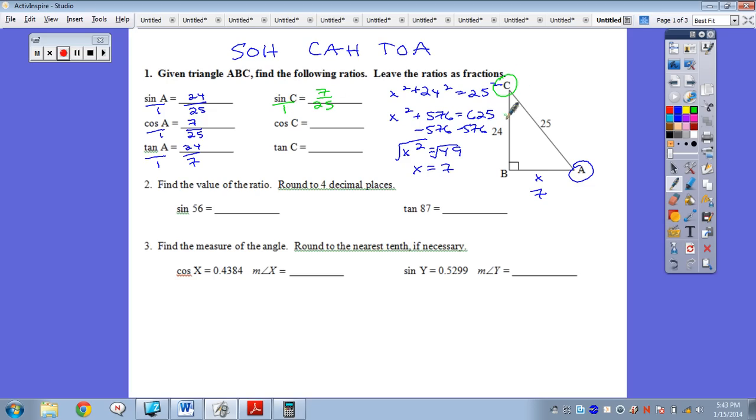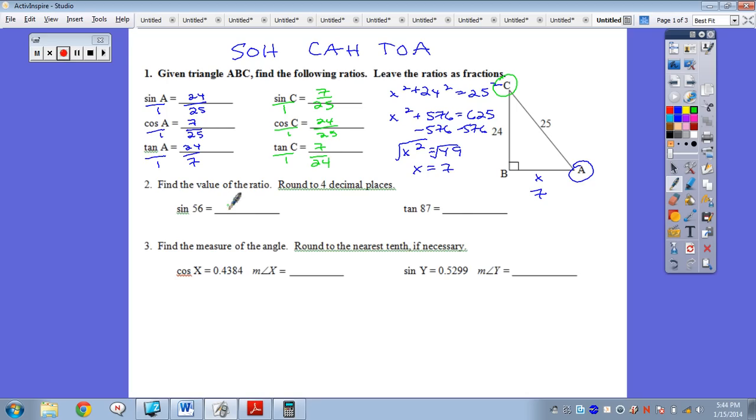Cosine of C is the adjacent side, which is 24. So cosine of C over 1 is equal to 24 over the hypotenuse, which is 25. And last, you've got tangent of C, which is the opposite side over the adjacent side. So tangent of C is equal to the opposite side over the adjacent side. Okay, so those are the 6 proportions for trig that you could set up using the triangle to the right.